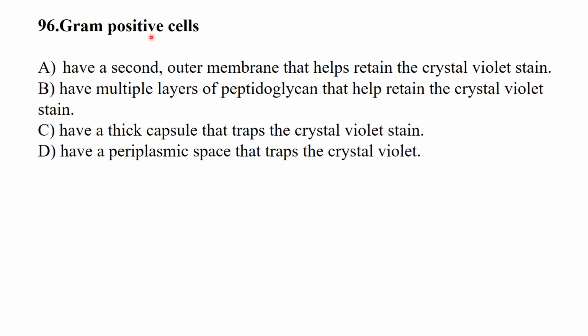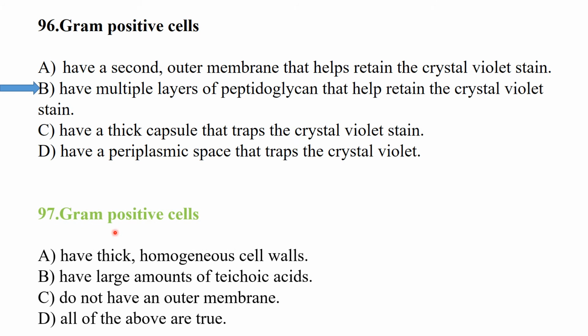As we know, on the basis of gram staining there are two groups, gram-positive bacteria and gram-negative bacteria. Gram-positive bacteria have a thick layer of peptidoglycan. So the best answer is that they have multiple layers of peptidoglycan and retain the crystal violet stain. Gram-positive cells are, all of the above are correct, because they have a thick homogeneous cell wall, a large amount of teichoic acid, and do not have an outer membrane. Yes, all of the above are true.